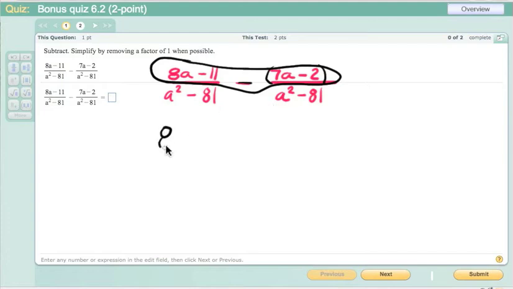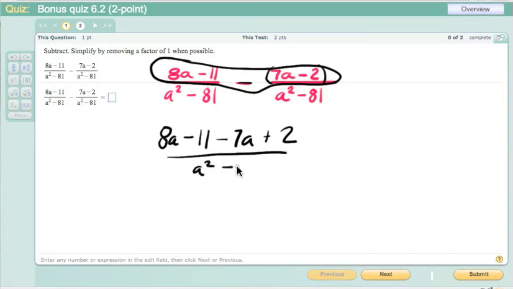Now, 8a minus 11, and this is going to be a sign changer to both of these terms. So the plus 7a is going to become a minus 7a, and the minus 2 is going to become a plus 2. And all of that is over this common denominator of a squared minus 81.